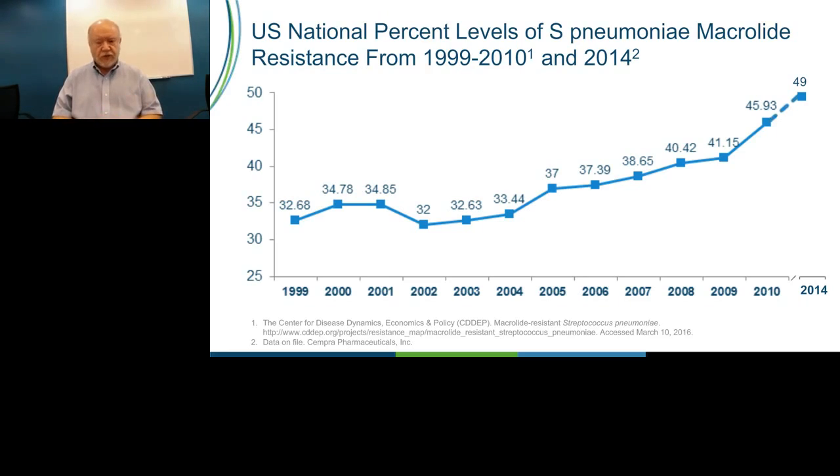But strep pneumo is the number one pathogen, and a macrolide or doxycycline are the recommended drugs from the ATS and IDSA guidelines for treating low-risk, no-risk outpatient pneumonias, which actually constitute a very large proportion of your community-acquired pneumonias. So you can see over the last 15 or so years, macrolide resistance in pneumococci has gone from just over 30% to almost 50%. And that's a broad picture across the USA.